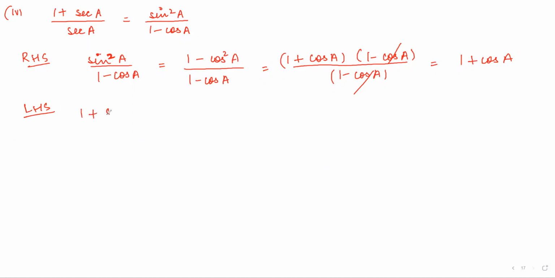Now for 1 plus sec A divided by sec A, convert it into cos. So 1 plus... Or you simply break the denominator first: 1 upon sec A plus sec A by sec A, right? 1 upon sec is cos A, and plus 1. So this is the same as your RHS.